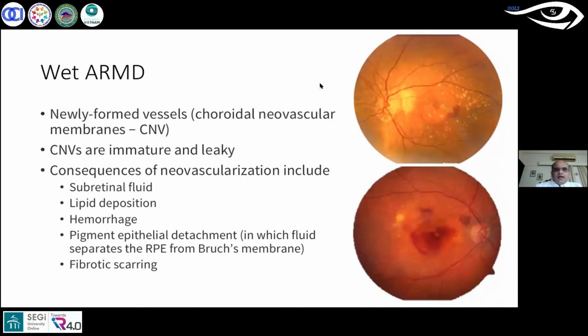In wet ARMD, there are newly formed blood vessels, which are called choroidal neovascular membranes. As in diabetic vasculopathy, CNVs are immature and leaky, and as a consequence, they leak subretinal fluid. There's presence of subretinal heme. There can be lipid deposition. There can be pigment epithelial detachment, in which basically the fluid separates the RPE from the Bruch's membrane, and subsequently this can lead to fibrotic scarring.